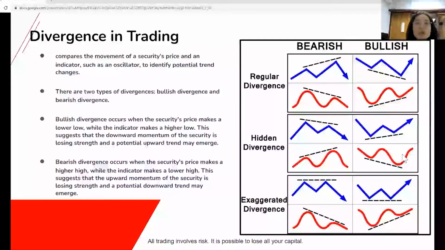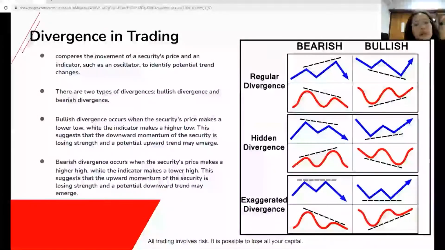So now let's move on to divergence in trading. Previously, in the previous few slides, we talked about hidden support and resistance. Now we're going to be talking about divergence. They're both pretty important concepts to understand for RSI and stochastic oscillators.